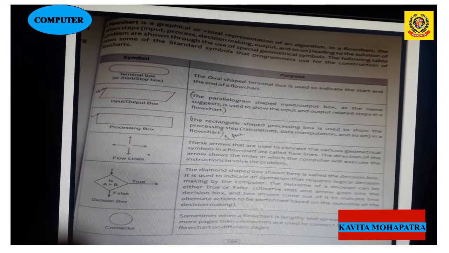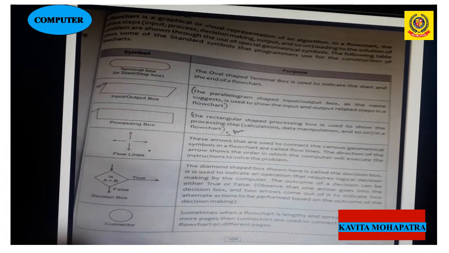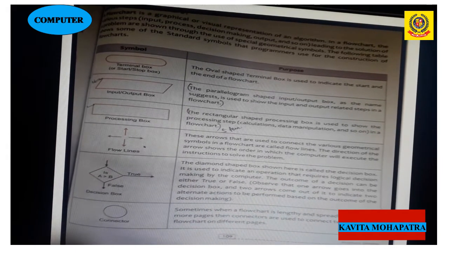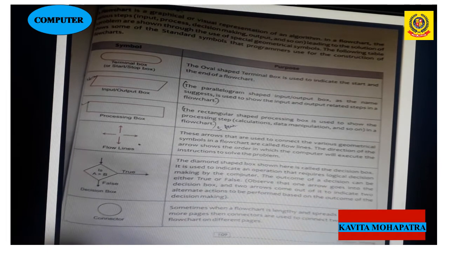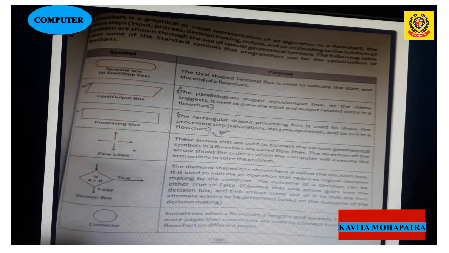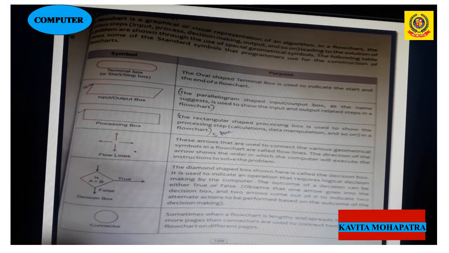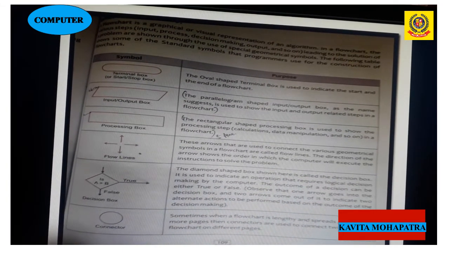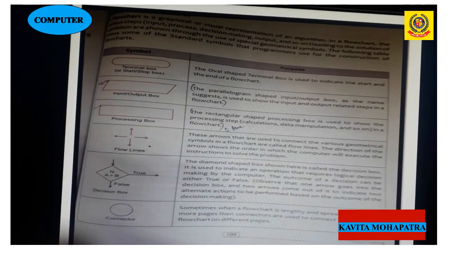So what is a flowchart? A flowchart is a graphical or visual representation of an algorithm, whatever algorithm we have learned. So if you draw it with the help of different shapes, that is known as a flowchart. In a flowchart, the various steps, input, output, process, decision making, to find the solution of a problem are shown through the use of different geometrical symbols. On page number 109, one table is given with all the symbols of the flowchart along with their purpose.